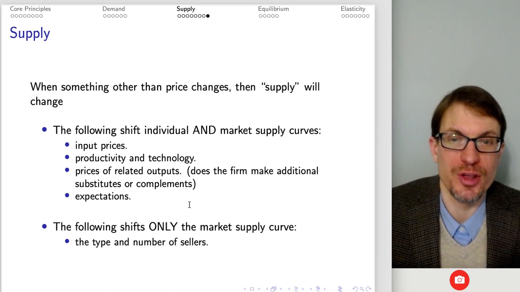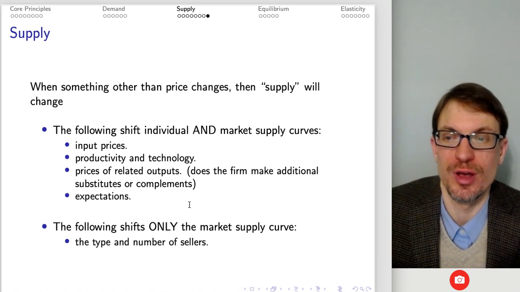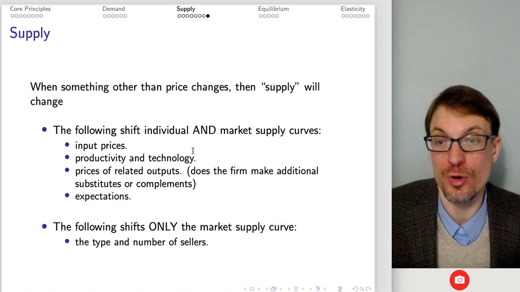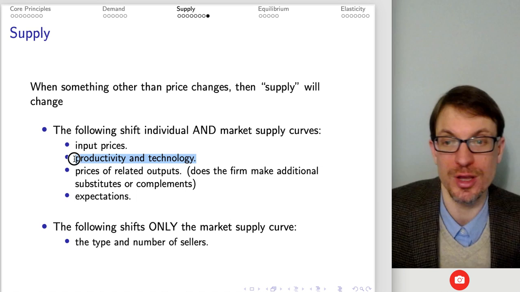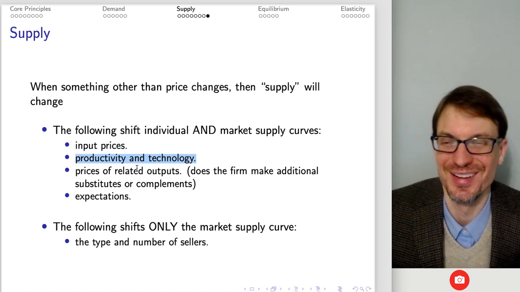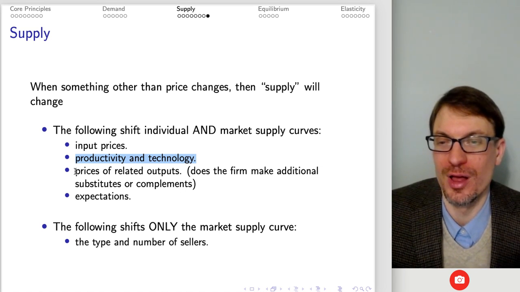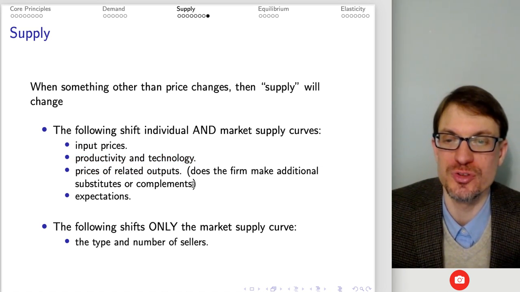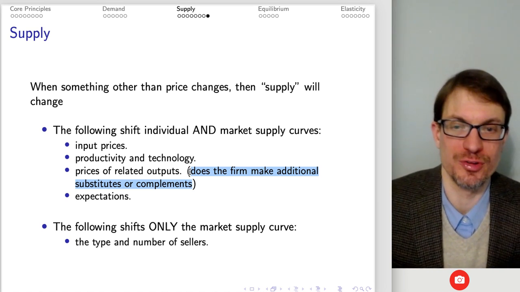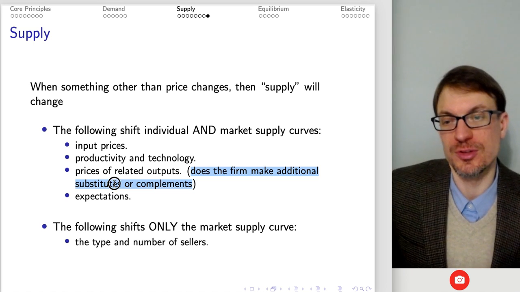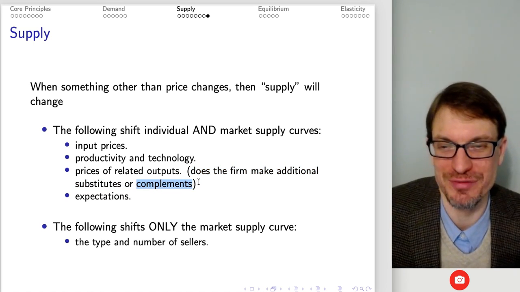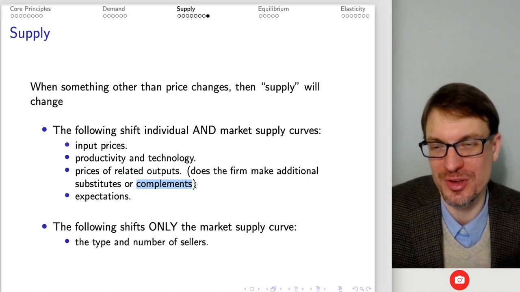Now, if something other than price changes, now supply can change. So this would be things like input prices, so the price of ingredients for my cookie factory. Productivity and technology. Maybe my oven bakes quicker for my cookies than it previously did. Prices of related outputs. Does the firm make additional substitutes or complements? Maybe my cookie batter could be used for cookie dough ice cream. That could be a substitute. Or it could be a complement if I'm using leftover scraps of my cookie dough that didn't make it into cookies.